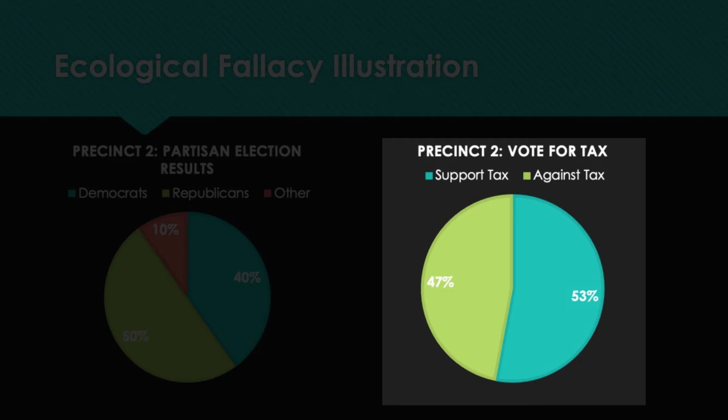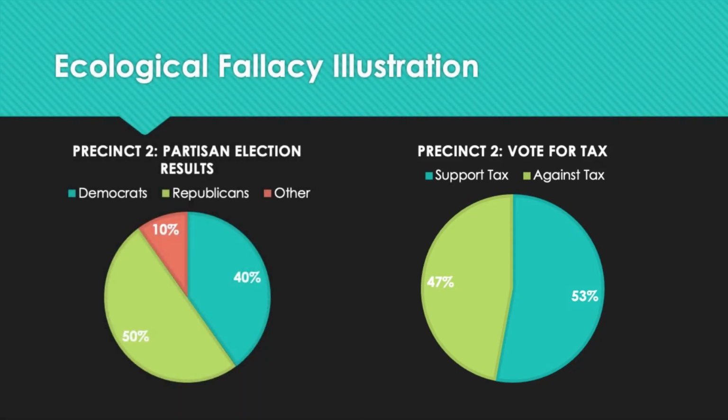So what we see here is we're kind of engaging in this logic, right? Precinct 1 has a lot of Democrats in it. They overwhelmingly voted to support the tax initiative. We know Precinct 2 has a lot of Republicans in it, and they still voted for the tax, but far less than Precinct 1. So I think, right, this is the error of the logic. Democrats must have been more likely to vote for the tax initiative, and Republicans were less likely to vote for the tax initiative. And this is, in fact, an ecological fallacy. What is true at the aggregate level is not necessarily true at the individual level.